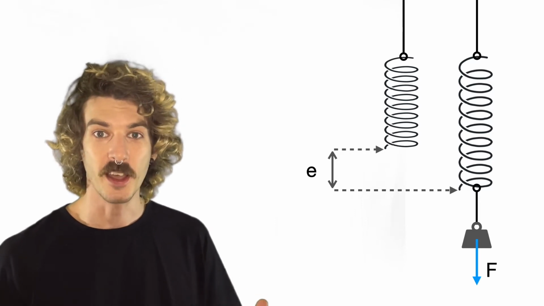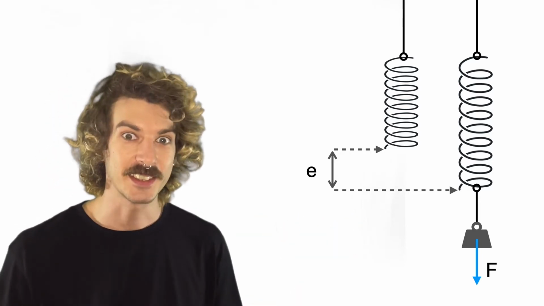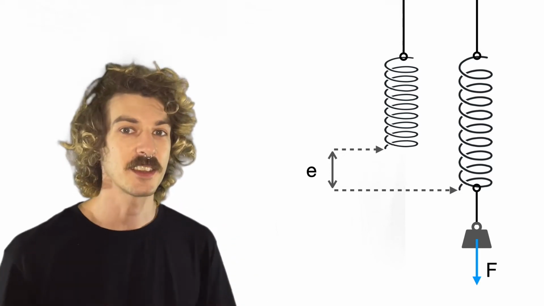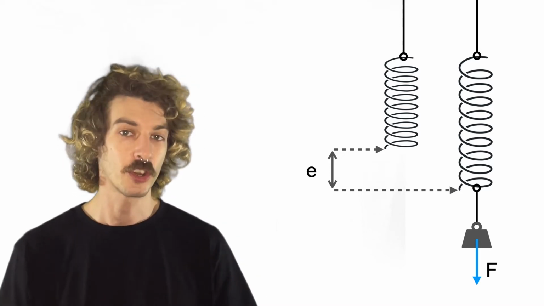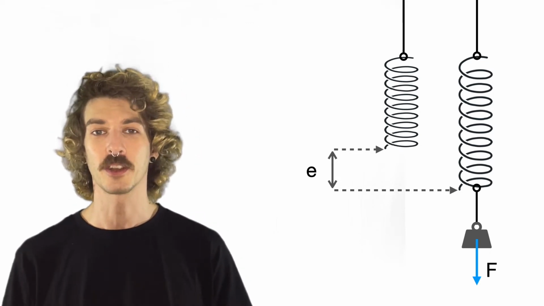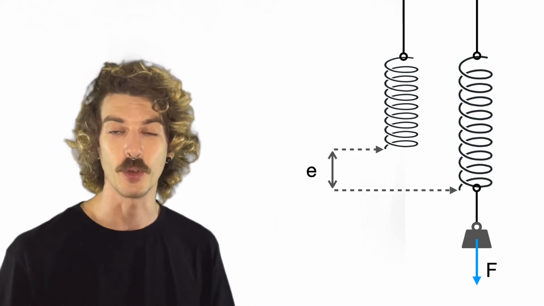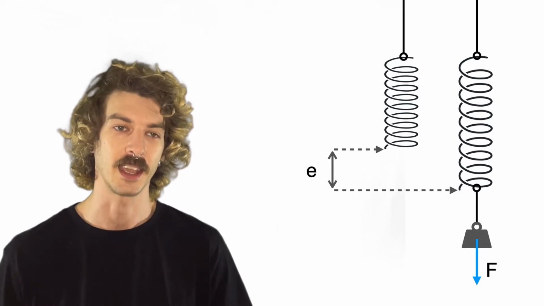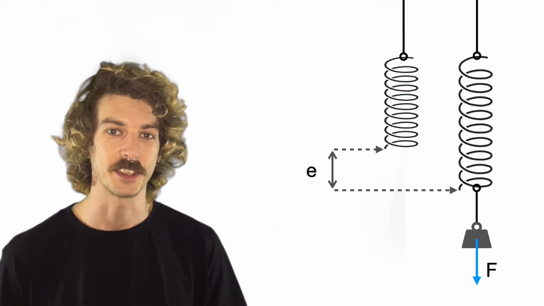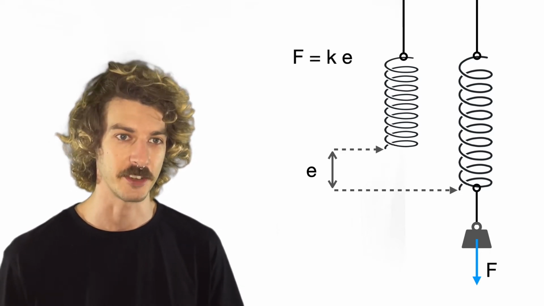Now, the force that I've applied, the weight, and the extension, the amount longer that it's got, are related. In fact, they're directly proportional. And the constant of this relationship is called the spring constant. The spring constant just tells me how stretchy or stiff a particular thing is. So force equals spring constant multiplied by extension.